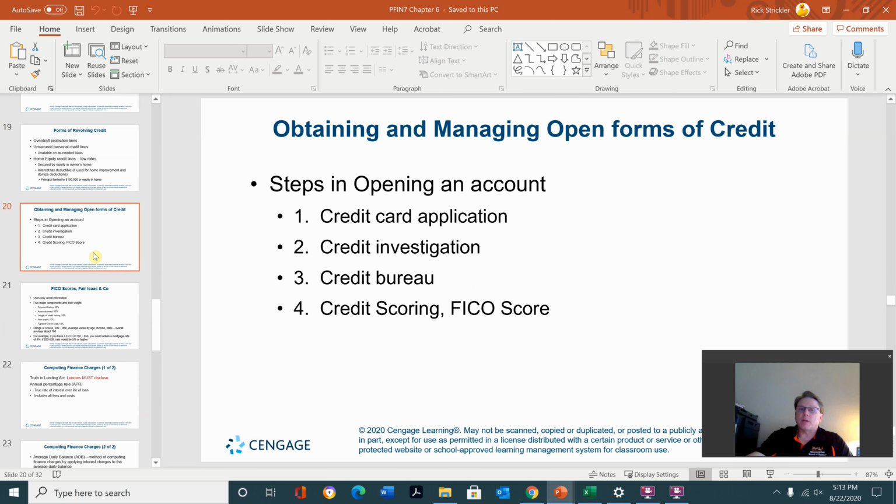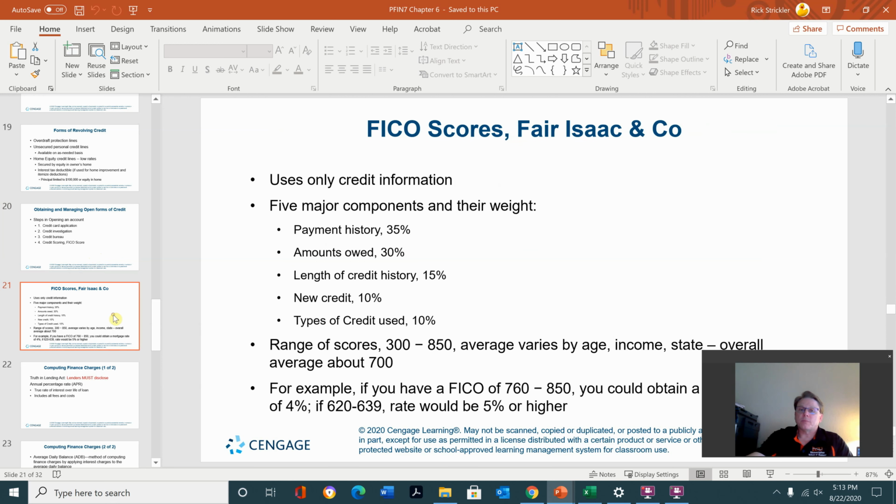Obtaining and managing open forms of credit: credit card application, credit investigation, credit bureau, credit scoring, which is your FICO score. FICO scores: payment history is 35%.